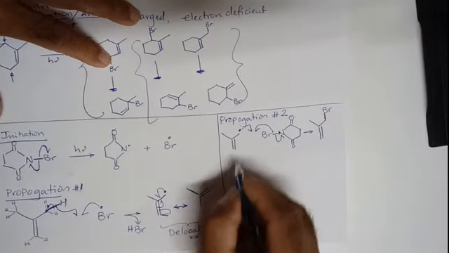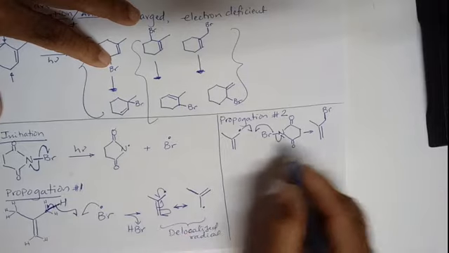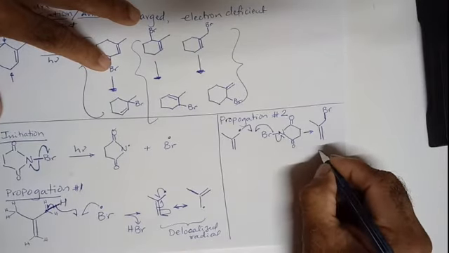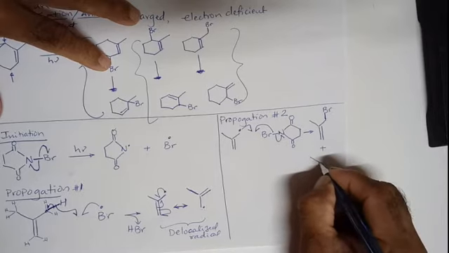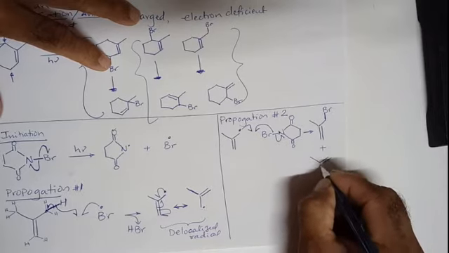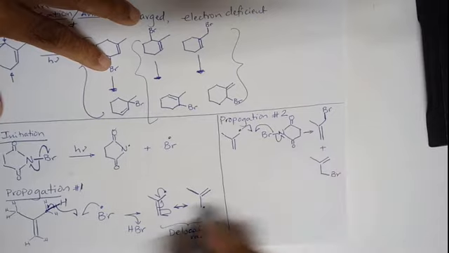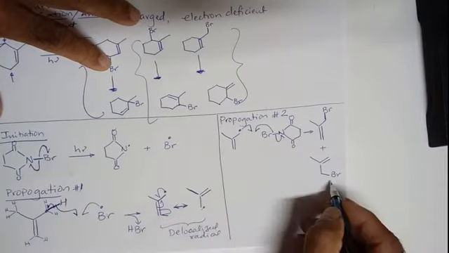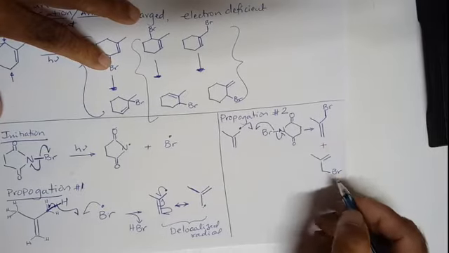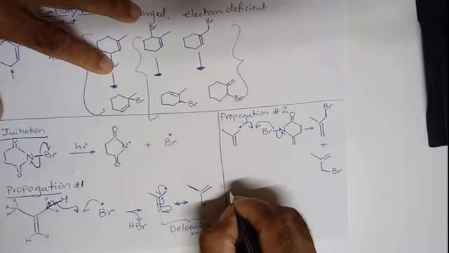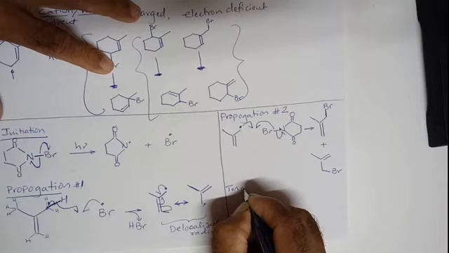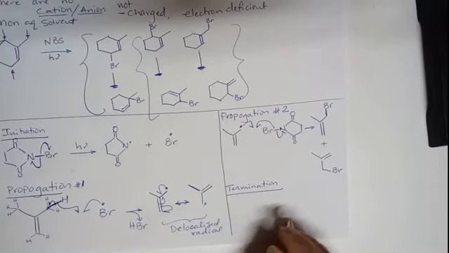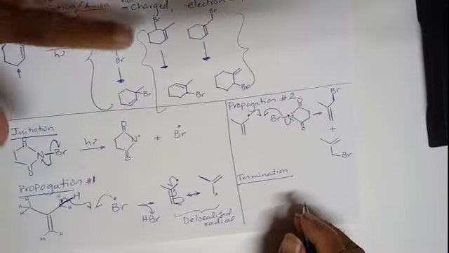Now, had it been this radical, you would have had that. If this was the radical, you got that. If this is the radical, you got that. So those are the two possible products of propagation. Termination is something that we should not have to focus on in this particular example.